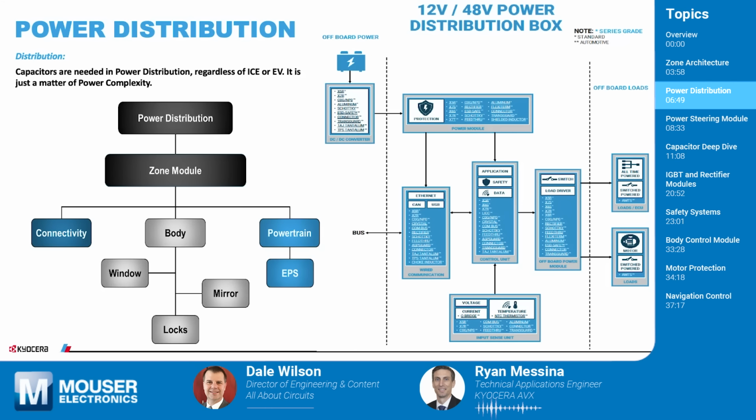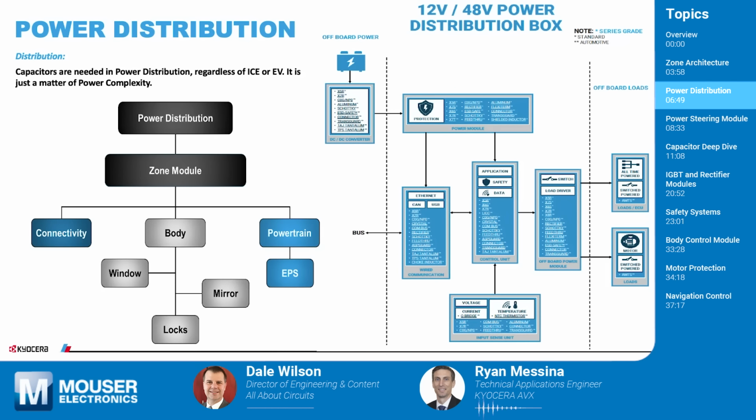So you see underneath power distribution, you're going to have your zone module, which is your ECU, and then you're going to have a connectivity portion. Your body, window, mirror, locks are all going to be in a separate portion coming down from the tree. And then you're going to have your powertrain, motor, stuff like that. And then your EPS, your electronic power system. So this is a very typical example of what it would look like.